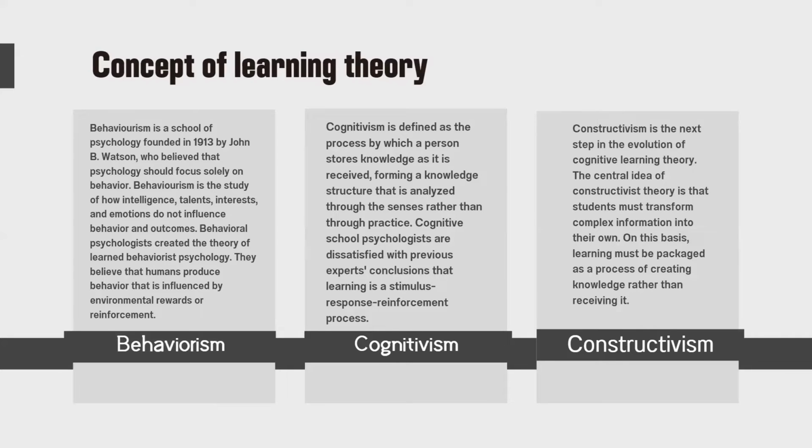Furthermore, constructivism is the next step of cognitive learning theory. The idea is that students must transform complex information into their own. Learning must be packaged as a process of creating knowledge rather than receiving it. Then the remaining one is the humanistic theory. Humanism is a psychology perspective that emphasizes human issues, interests, values, and dignity. Humanistic theory is the most abstract and nearer to the philosophical world than educational theory.